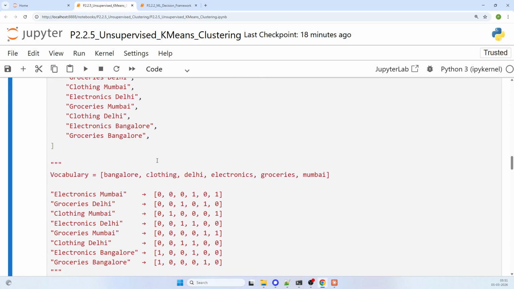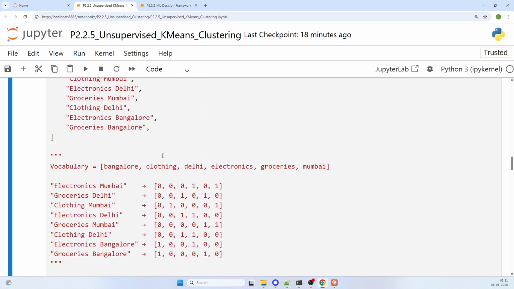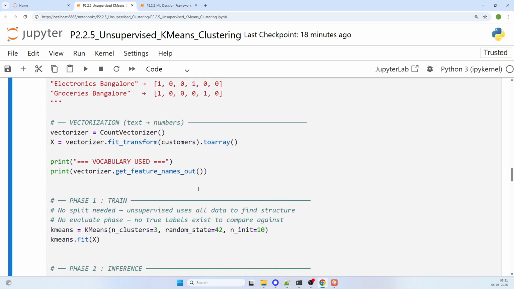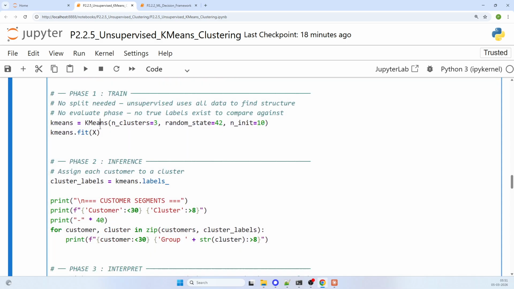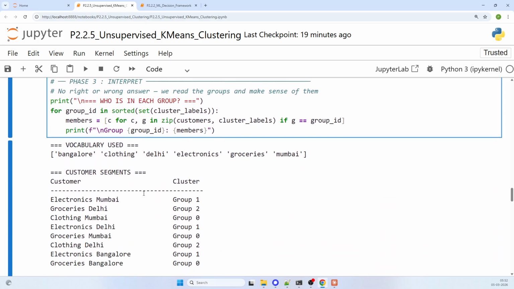So here there will be no splitting of data as well as no evaluation. All you need to do is convert your data into numerical, pass that to the algorithm called k-means, initialize your model like this and train it. After training, you need to inference or interpret it. Inference means here you need to be able to get a label for each customer. So here you are printing the label assigned to each customer segment. So this is what happened.